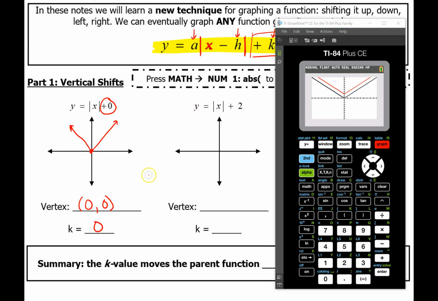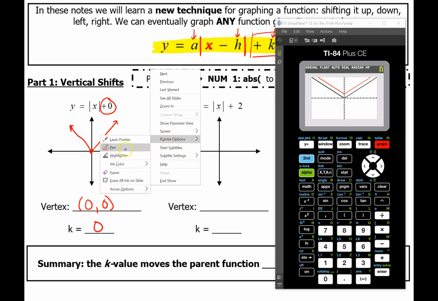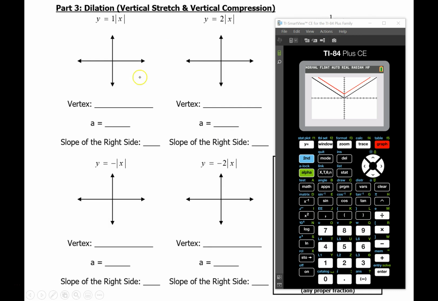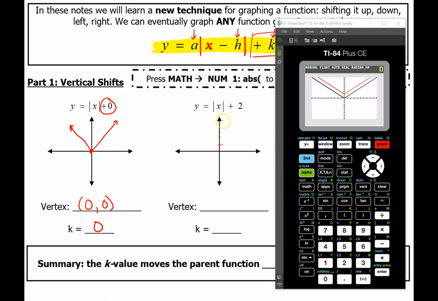So my graph then went 1, 2 units up. There's my new vertex, and then it's still that same V shape. So my vertex now is 0, 2, because the y value is what changed, and the k value, the thing being added on the outside of the absolute value bars, is positive 2. So notice that when this k value changed from 0 to 2, it moved the V-shape origin up 2 units. Let's look at one more.